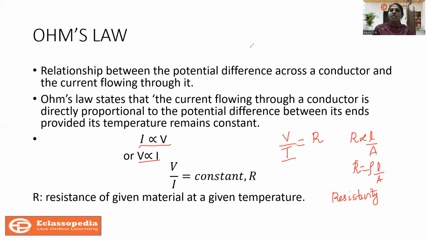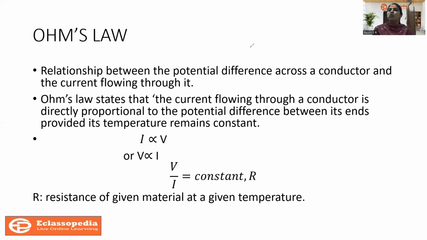So Ohm's law says that the current flowing through the conductor is proportional to the potential difference between its endpoints. I is proportional to V. It can also be stated that V is proportional to I at a constant temperature. That is, V by I is equal to R, or V is equal to IR.